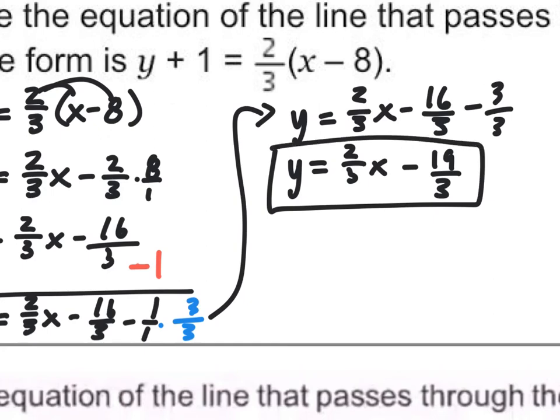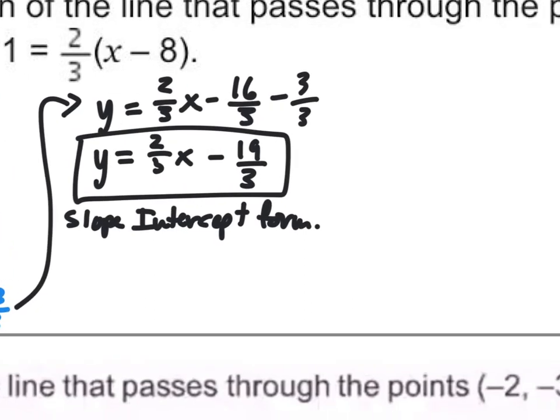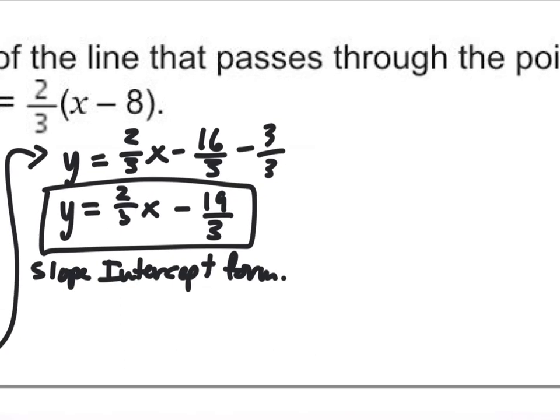So there's my answer in slope-intercept form. And then what I want to do is take this and turn it into standard form. So I'm going to rewrite it real quick. I've got y is equal to 2/3 x minus 19/3.